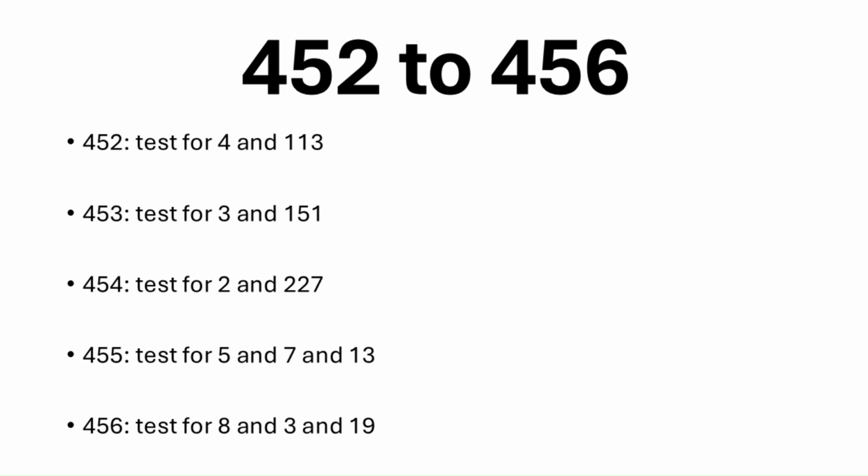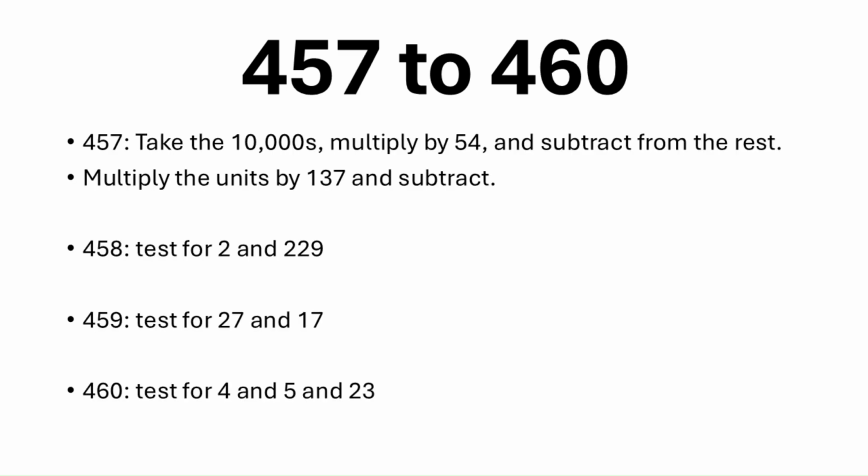455, test for 5 and 7 and 13. 456, test for 8 and 3 and 19. 457, take the 10,000s, multiply by 54, and subtract from the rest. Multiply the units by 137 and subtract. 458, test for 2 and 229. 459, test for 27 and 17. 460, test for 4 and 5 and 23.